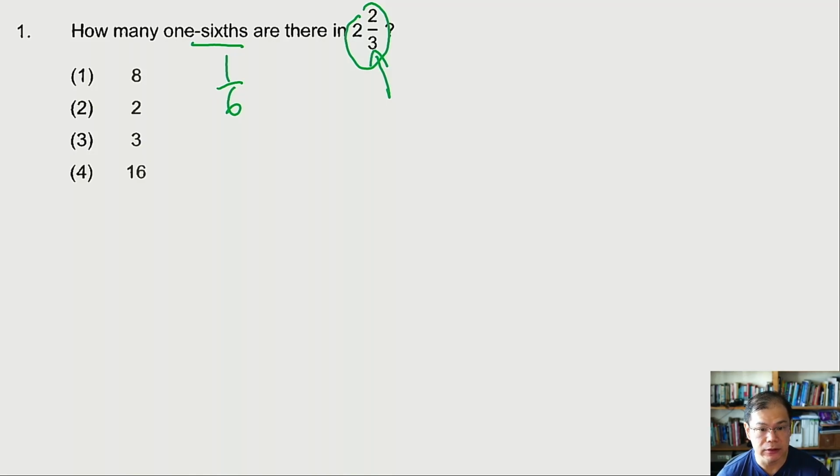It is now 3. Okay, so it's still in the thirds, but I want to find out 6, so I can change or find the equivalent fractions for this mixed number. So it becomes 2 wholes and 4 out of 6. Now, is this the final answer? No. I want to find how many 6s.